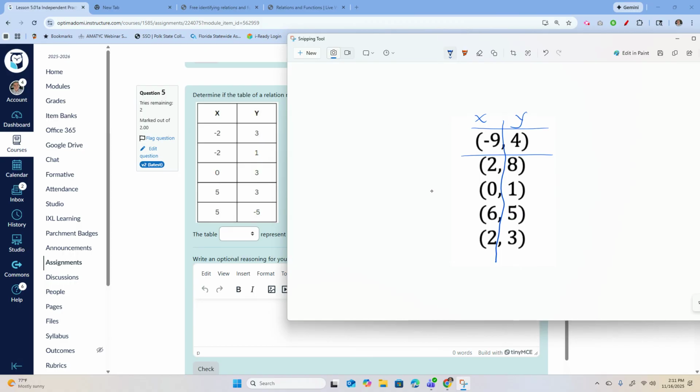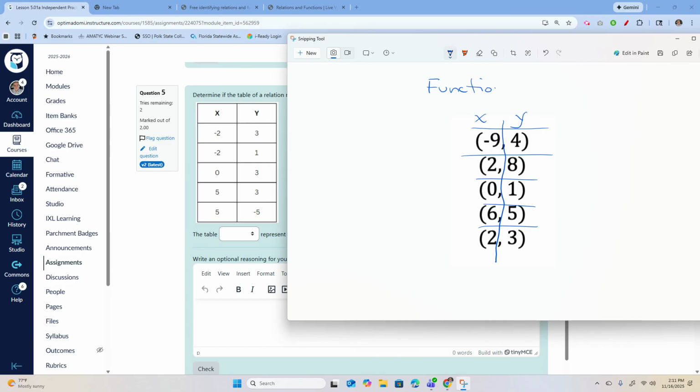Again, the idea is that I'm doing a matching. I'm matching every X value with a Y value. Every first number is an X, every second number is a Y. You can see that in each row I'm making a pairing. -9 is paired with a 4, 2 paired with the 8, 0 paired with a 1, 6 paired with a 5, 2 paired with a 3. And I want to find out if this relation, this matching, is a function.